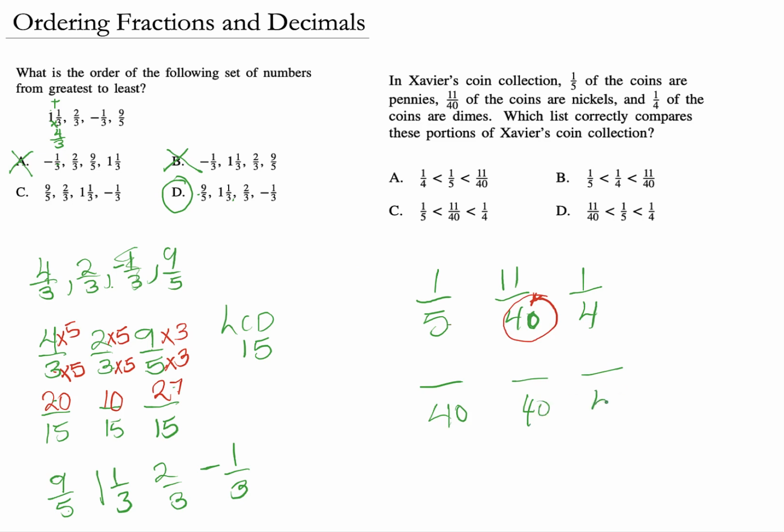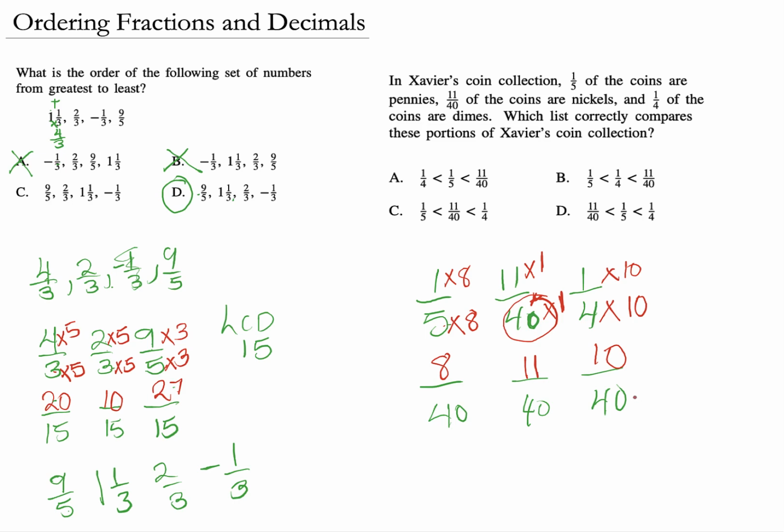And from here, we're going to now make equivalent fractions. So to change 5 into 40, I would have to multiply by 8. 1 times 8 is 8. Now 40, for this to remain 40, I would have to times by 1. 11 times 1 is 11. And to change 4 into 40, I would have to times by 10. So 1 times 10 is 10. And now, because the denominators are the same, you can now put them in order.